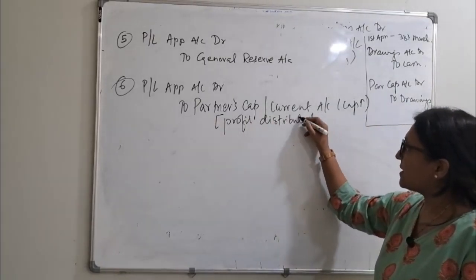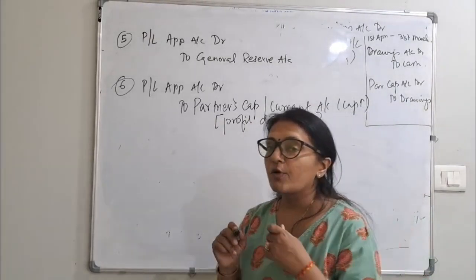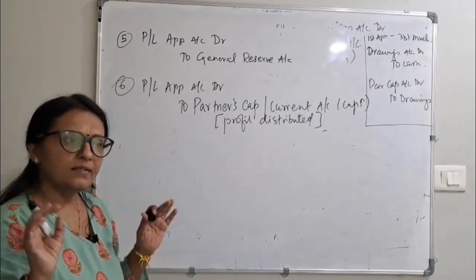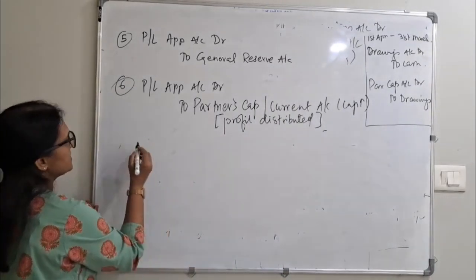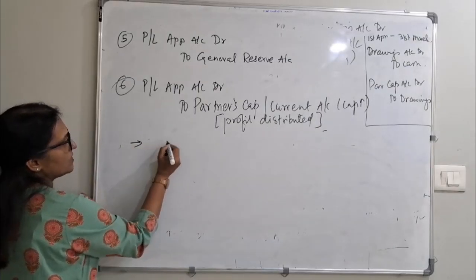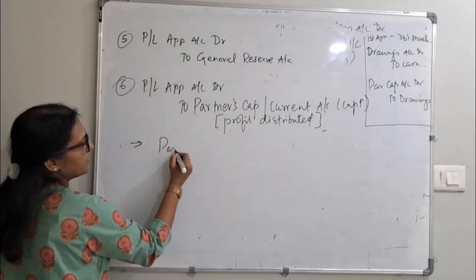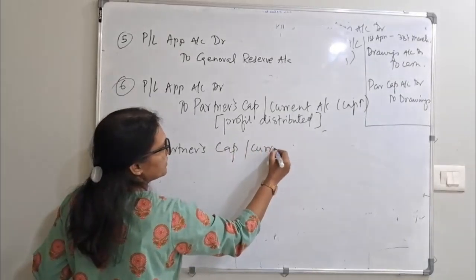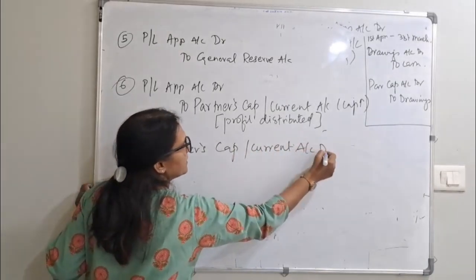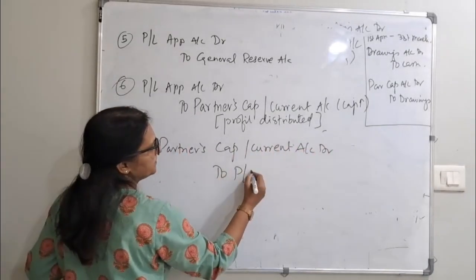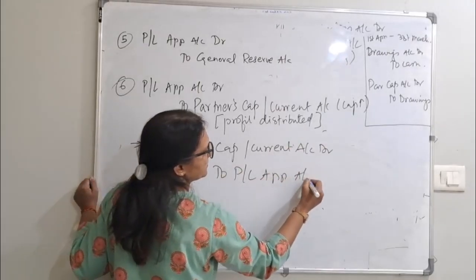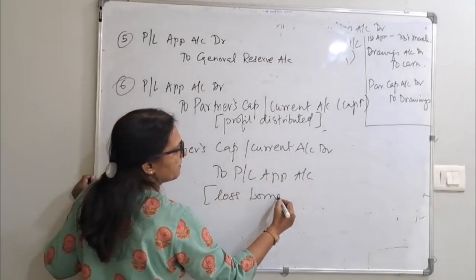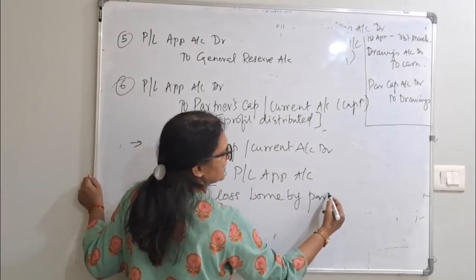Narration is compulsory, though I am not writing. For you it is very compulsory to write it in the exams, and keep it a habit of writing whenever you are doing the journal entries. If there is a loss, vice versa, partners' capital or current account debit to profit and loss appropriation. This is loss borne by partners.